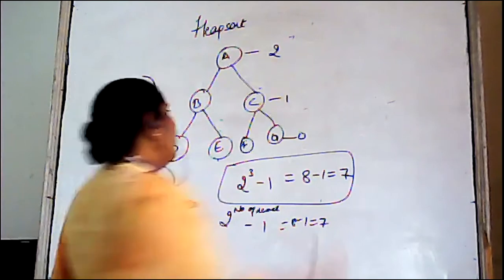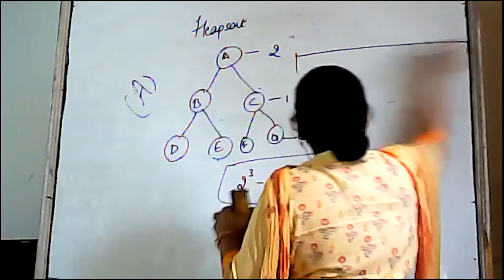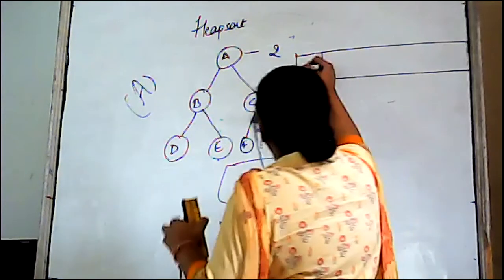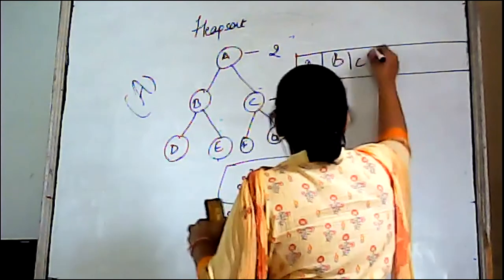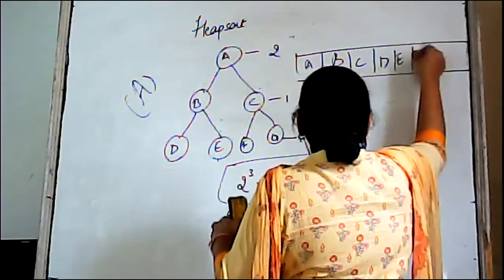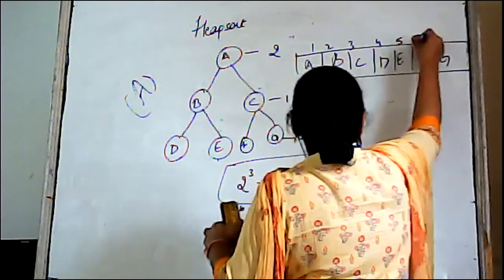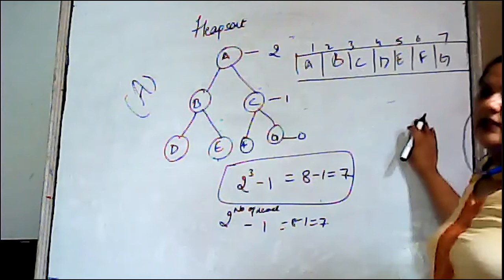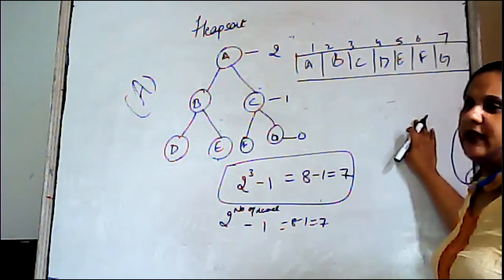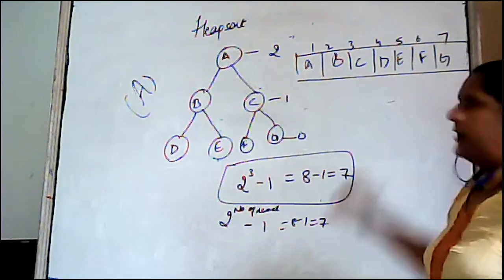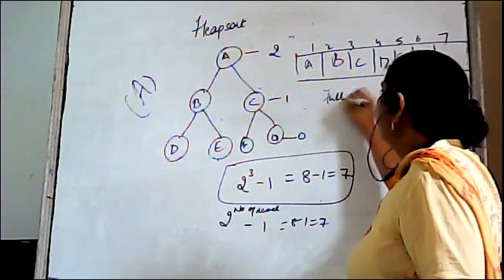Now, if I represent the tree in this format, A, B, C, D, E, F, and G, 1, 2, 3, 4, 5, 6, and 7, then when there is no room, when there is no space to add more values, that is called a full binary tree.